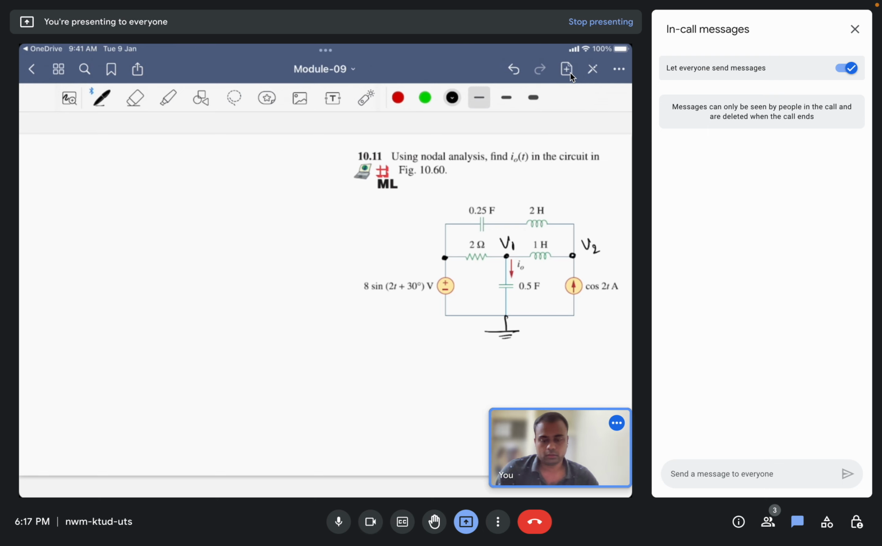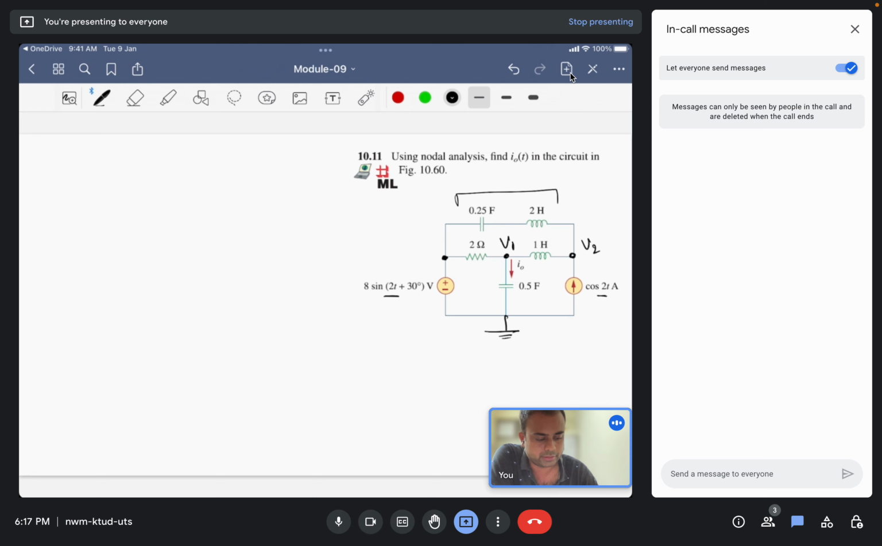So let us solve the problem. It will be solved in a similar way that we did in question number 1. One thing you should always note is the frequency of the supply. Here the frequency of supply is 2 and here it is also 2. So now we can easily use nodal analysis, but if the frequency were different, we would have to use the superposition theorem. First of all, let us write the impedances in terms of ohms.